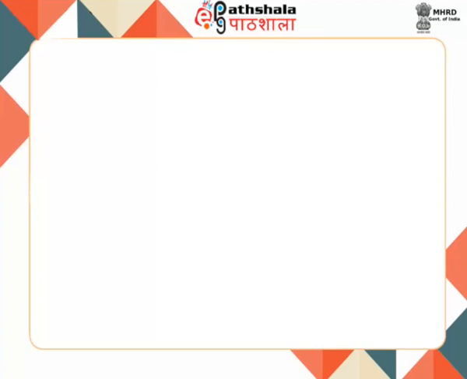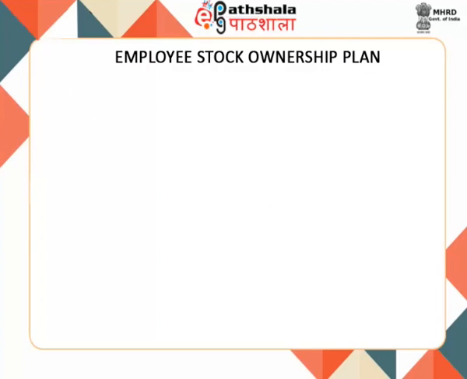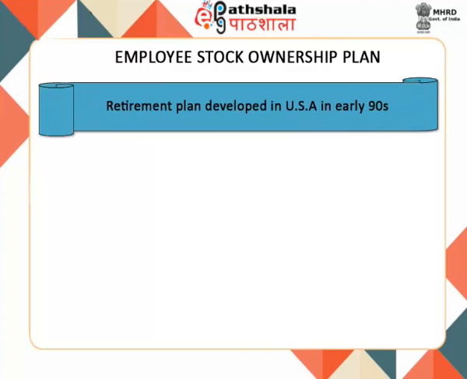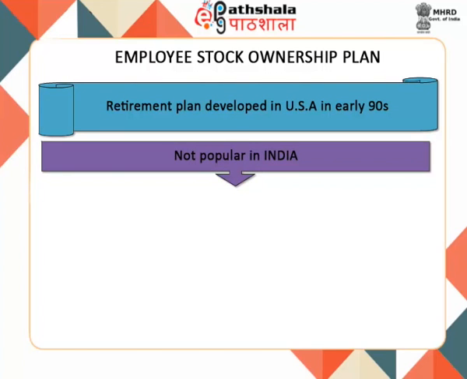Stock related plans. Transforming an employee into a stockholder fosters a long term bond between the company and the employee. Employee Stock Ownership Plan. Employee Stock Ownership Plan is a company wide retirement plan developed in the USA in the early 90s. In India, these are not very popular.